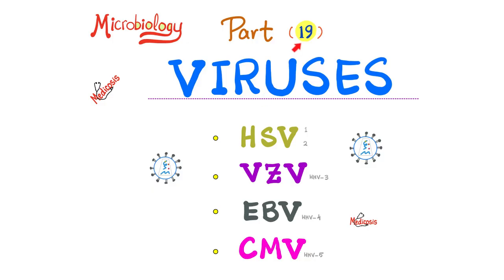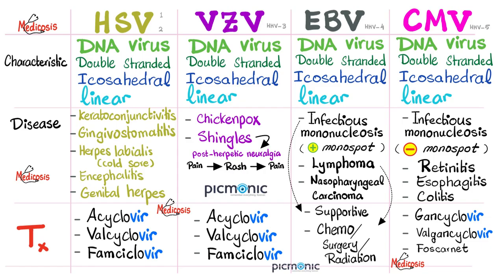As we do towards the end of each video, we review and compare between these viruses. So here we have HSV, VZV, EBV versus CMV. Let's go. The characteristics. All of these are DNA viruses rather than RNA viruses. All of them are double-stranded and not single-stranded. All of these viruses have an icosahedral capsid rather than a helical capsid. And in all of them, the DNA structure is linear rather than circular.